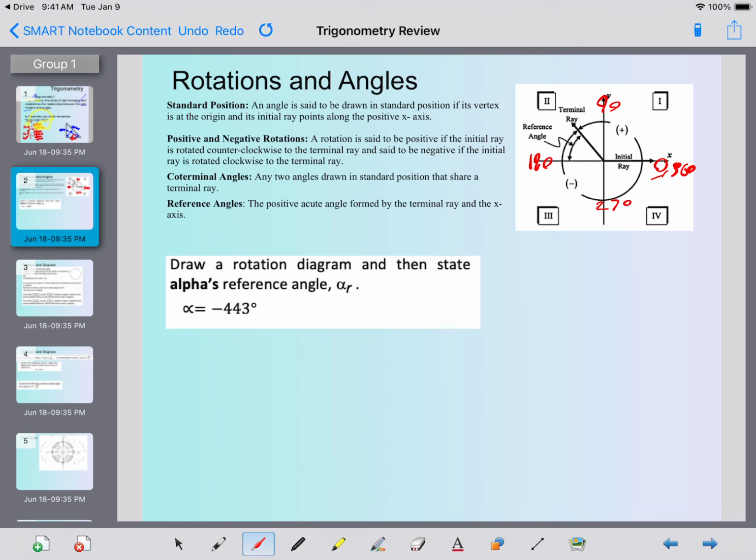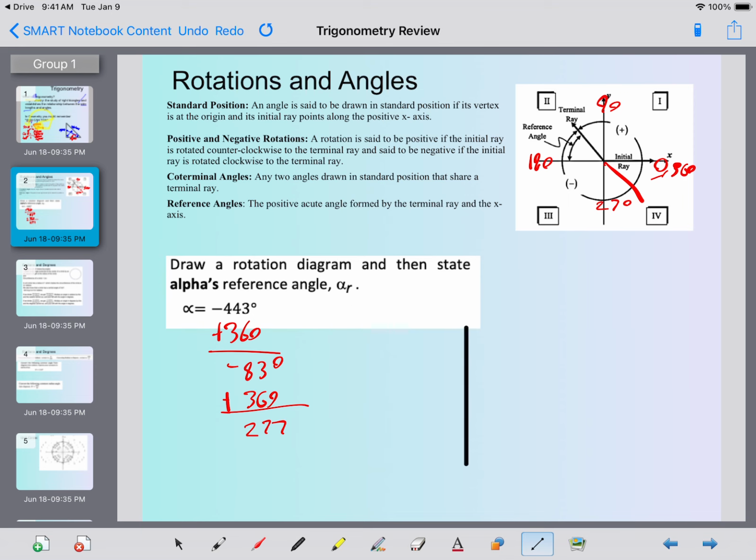So, negative is less than 0, right? And we want to be in between 0 and 360. So let's add 360. I get negative 83 degrees. Does that land in between 0 and 360? No. So I'm going to have to add 360 again. And we get 277 degrees. So which quadrant would that land in? It would land in quadrant 4.